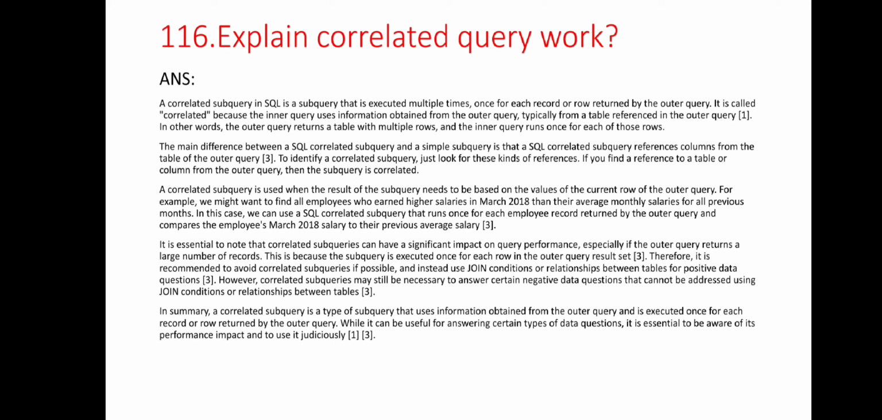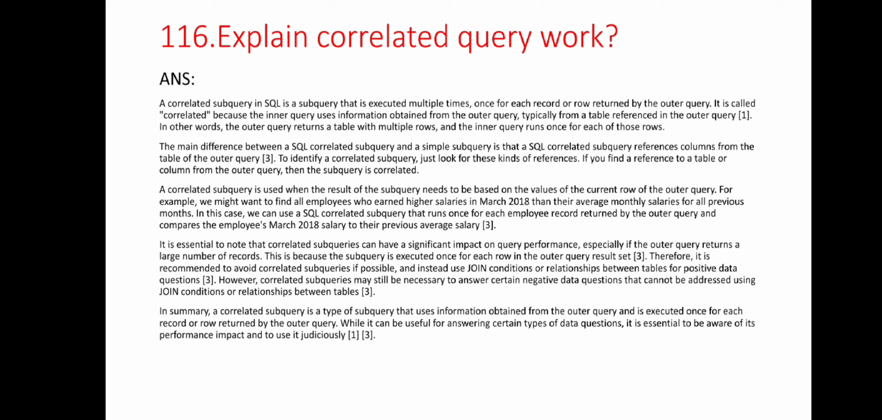Question number 116. Explain how a correlated query works. A correlated subquery in SQL is a subquery that is executed multiple times, once for each record or row returned by the outer query. It is called correlated because the inner query uses information obtained from the outer query, typically from a table referenced in the outer query.